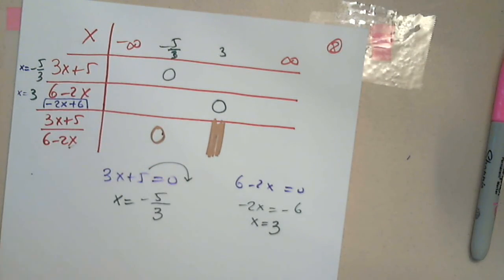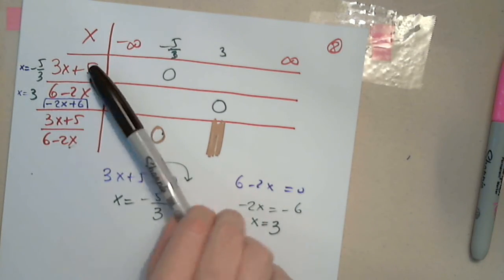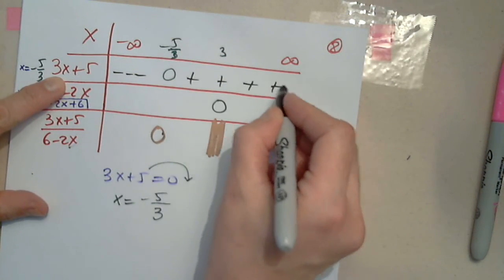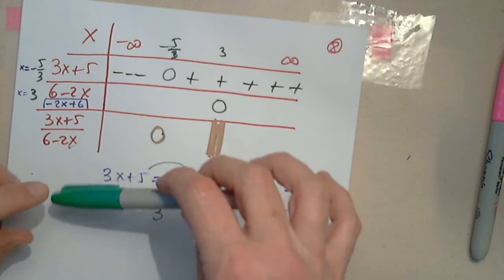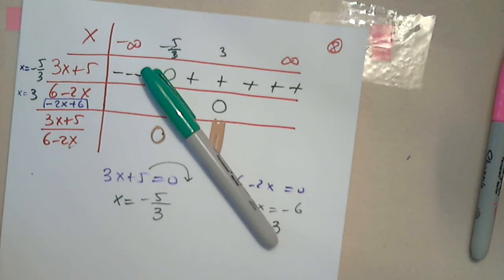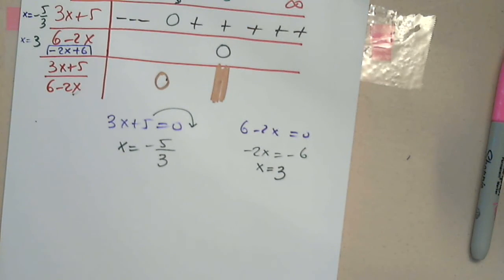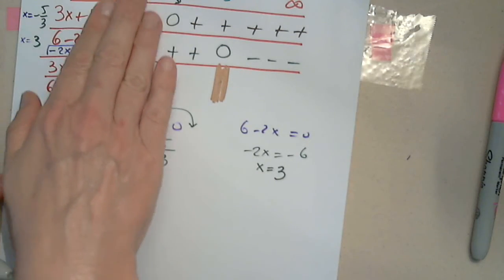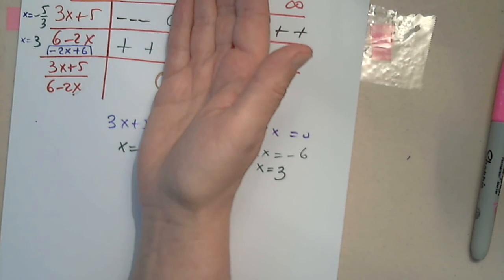So 3x plus 5, from negative to positive or from positive to negative? Negative to positive. Excellent. For the denominator, from negative to positive or from positive to negative? Positive to negative. Awesome. Great job. I see 3 subintervals: 1, 2, 3. The first one, please. The sign.